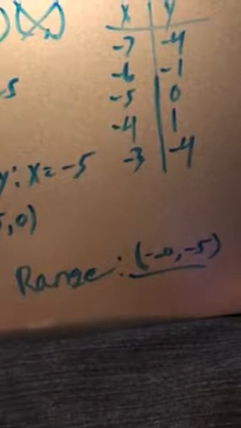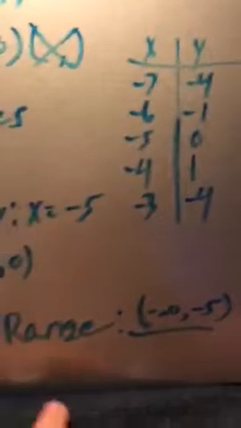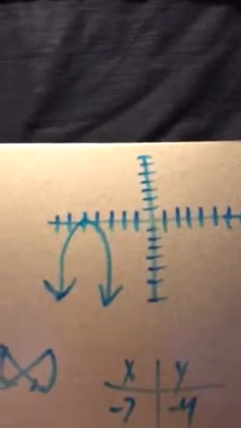And the range is going to be -∞ to 0, because the range is bottom to top, so it continues on forever at the bottom, and the very top is 0, which is why it's -∞ to 0, and there should be a bracket right there, but I didn't put a bracket.